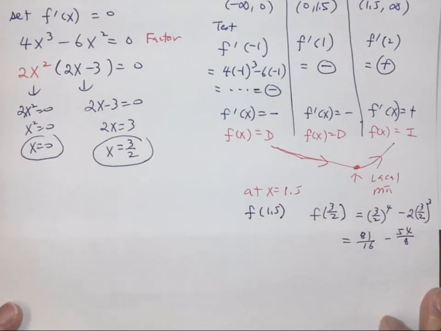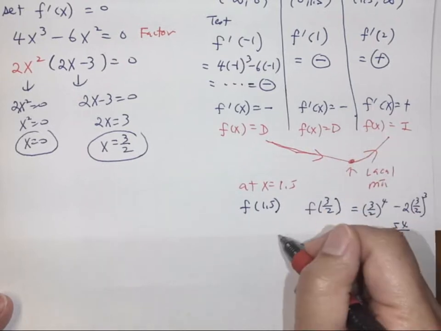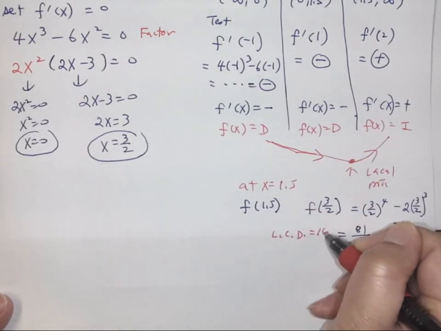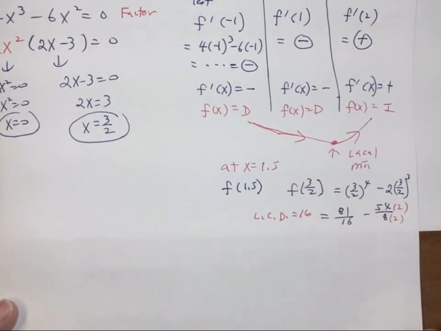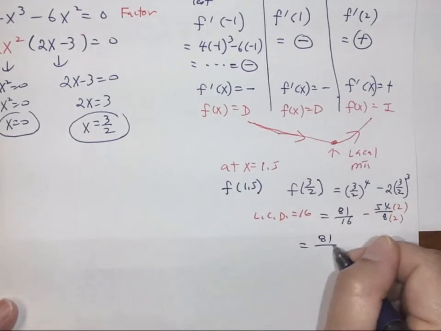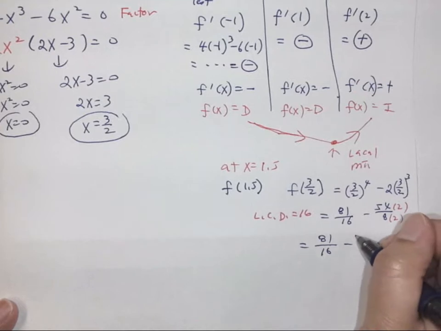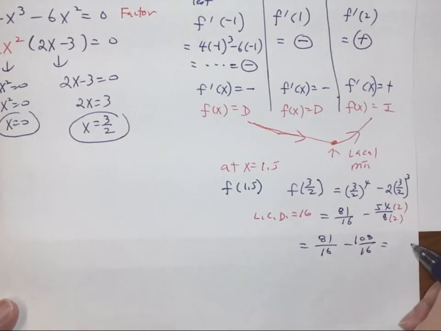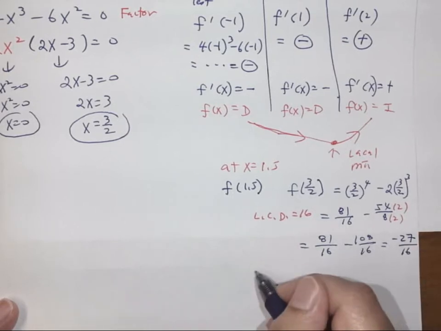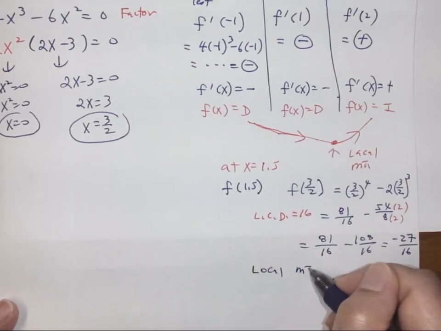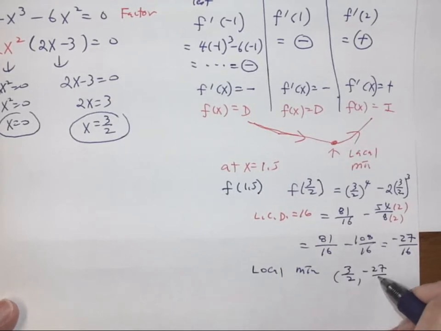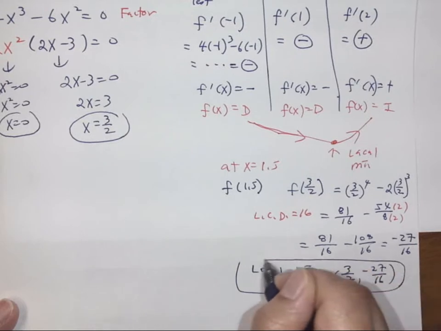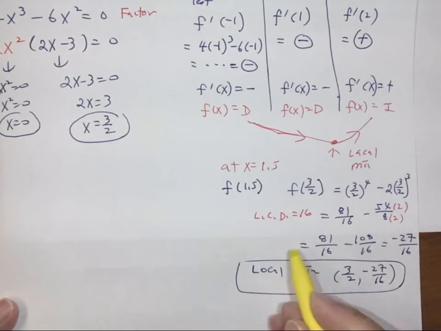You can find the lowest common denominator, which would be 16, meaning this needs to be times 2, right? So we do that, we will have 81 over 16 minus 108 over 16. So together, that's going to be negative 27 over 16. So the local minimum is x is 3 over 2 and y is negative 27 over 16. So a little bit lengthy, I must say. So that's the local minimum.